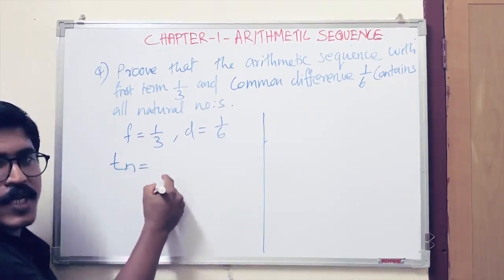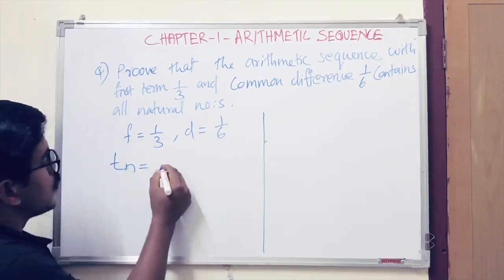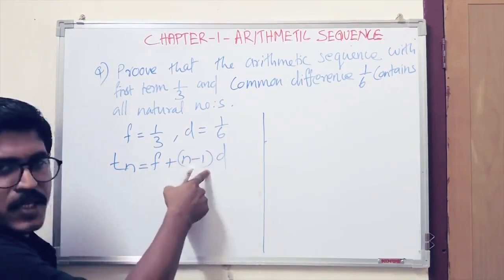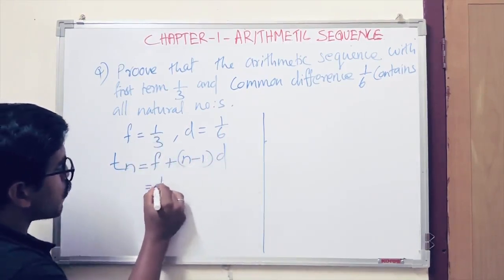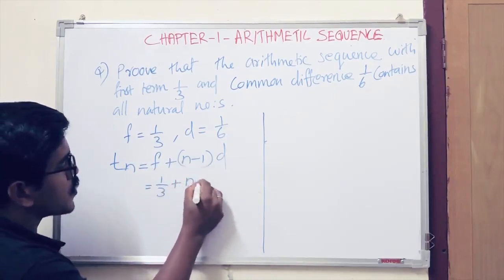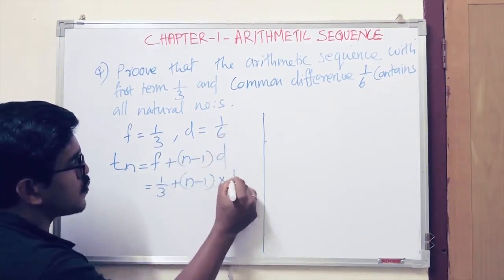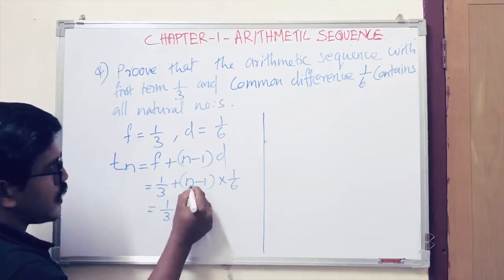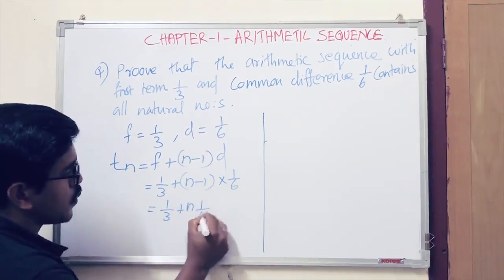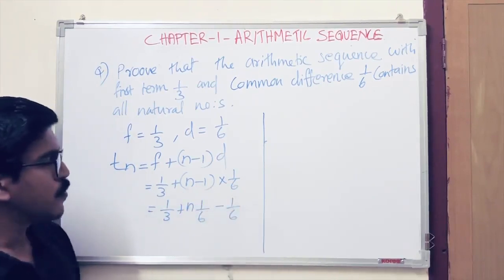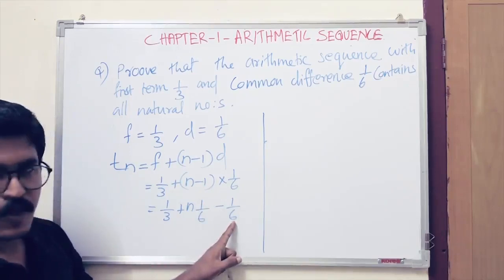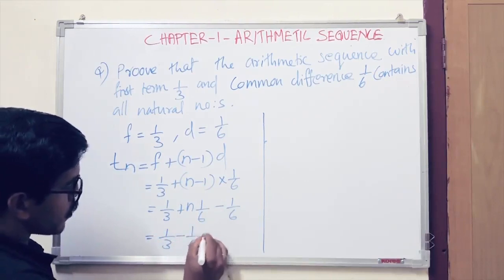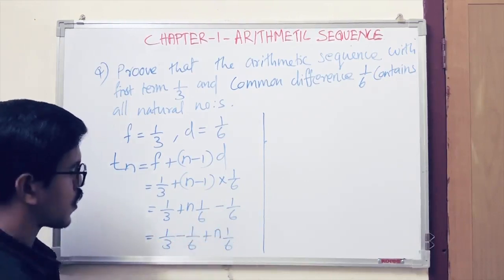The equation to find the nth term is Tn = f + (n - 1)d, that we already studied. So here the first term is 1/3 plus (n - 1) into the common difference, 1/6. So 1/3 plus n into 1/6 minus 1/6, that is 1/6 into (n - 1) will come. So we can solve this: 1/3 minus 1/6 plus n into 1/6. We can write like this.